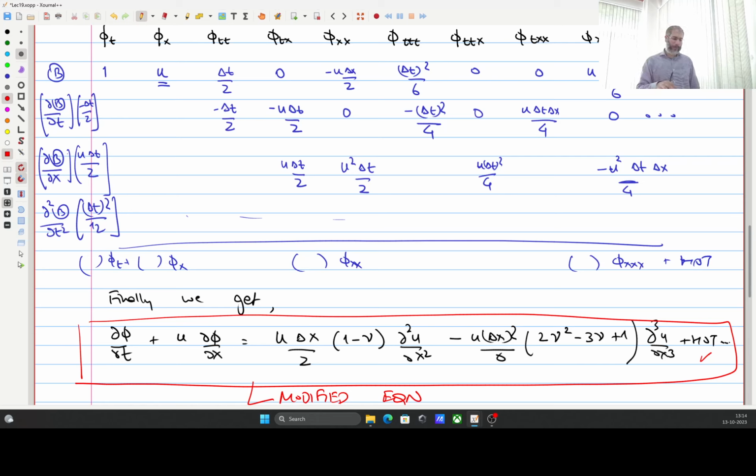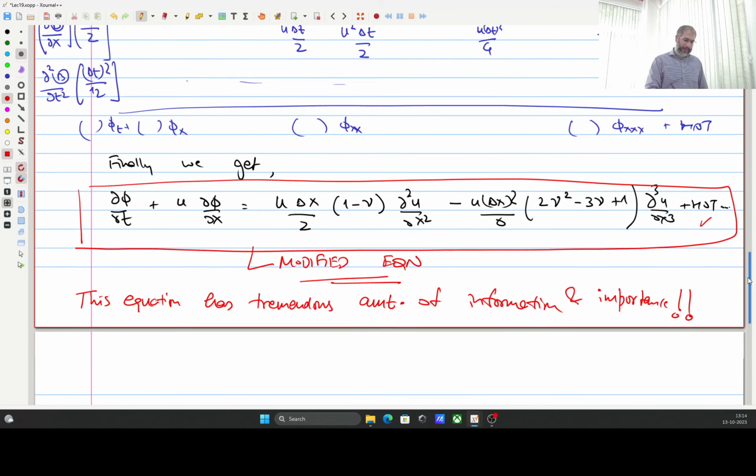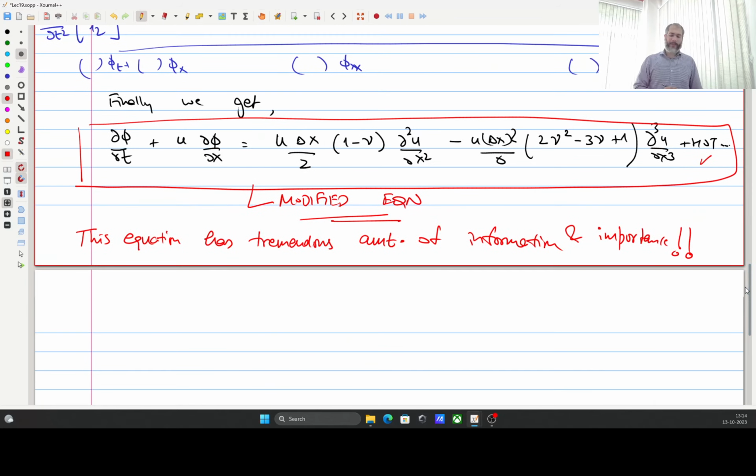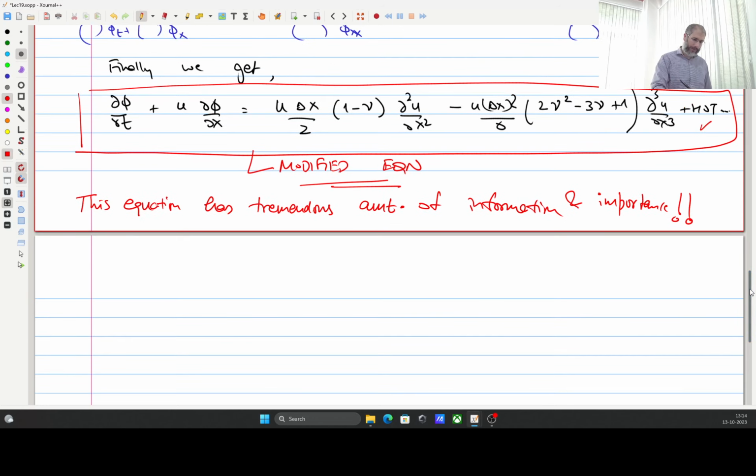Today we will start with this modified equation. We have learned how to derive it. Now let's look at it and see what information it contains. We told you yesterday that this equation contains a tremendous amount of information. So let's see what that information is and how we can extract it. That is where we'll start from today.